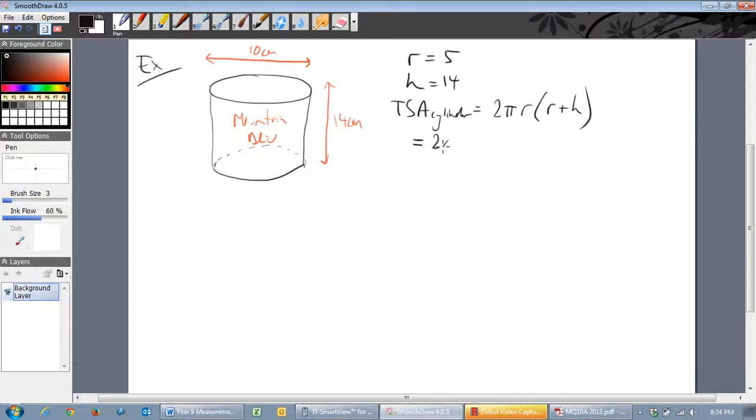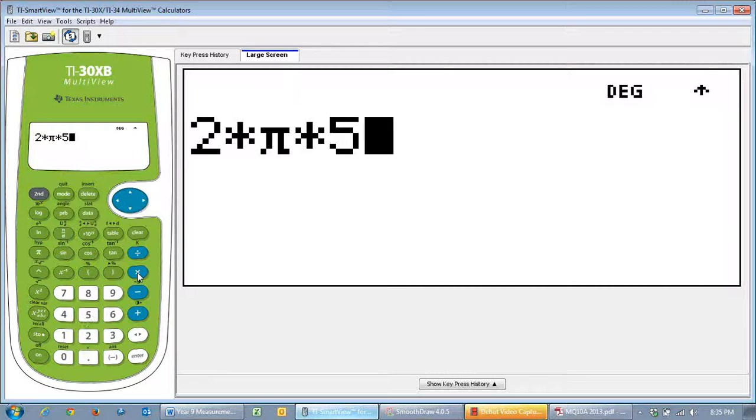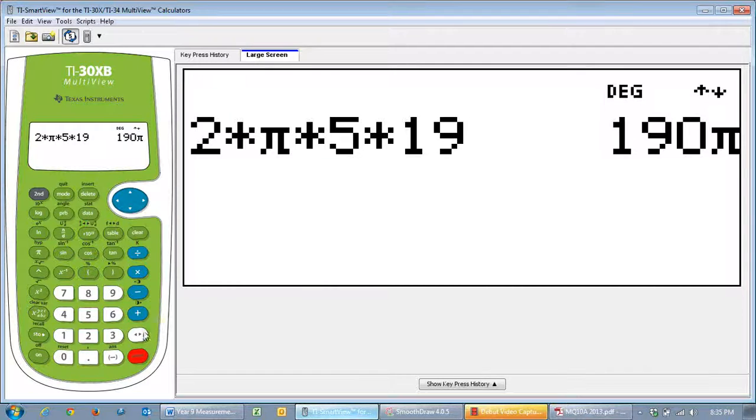Let's do it. 2 times pi times the radius of 5, bracket 5 plus 14. Ooh, that's pretty messy. 5 plus 14. And then straight into your calculator with this. So calculator, 2 times pi times 5 times 19 equals 190 pi.